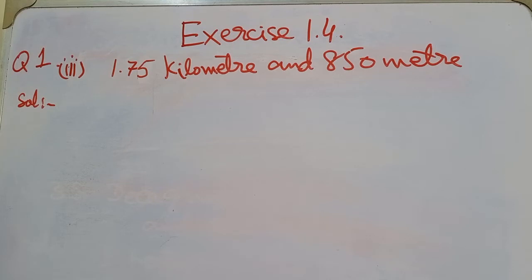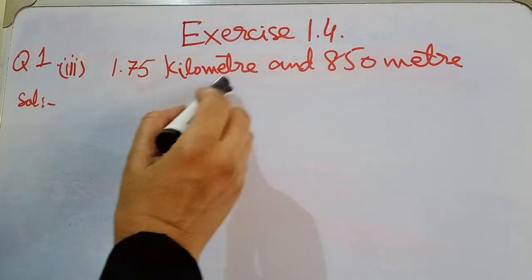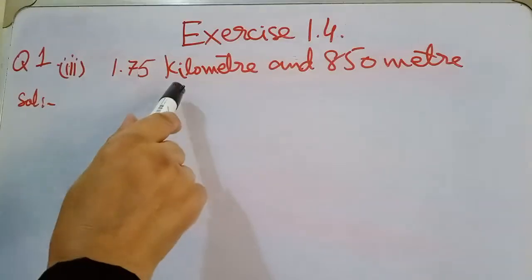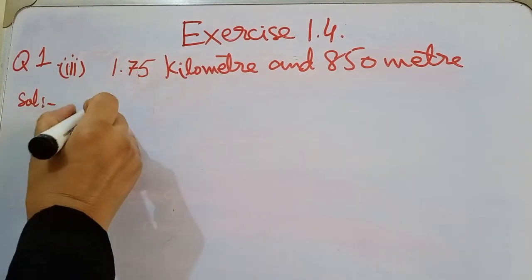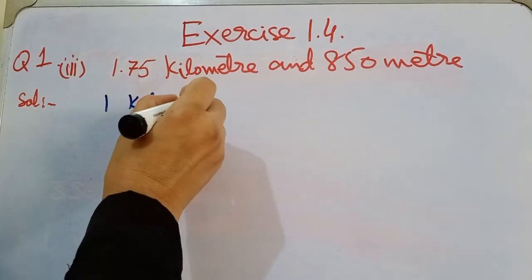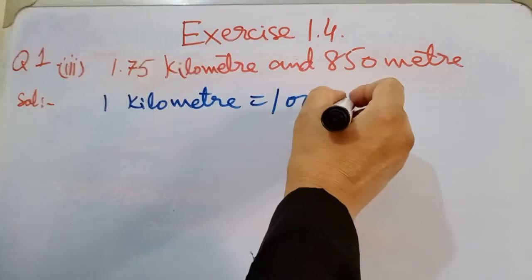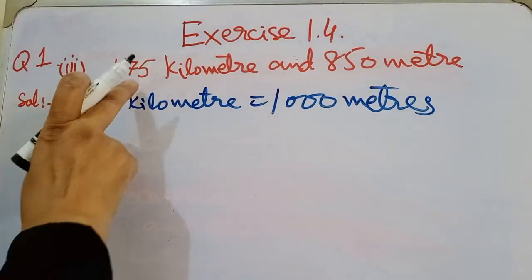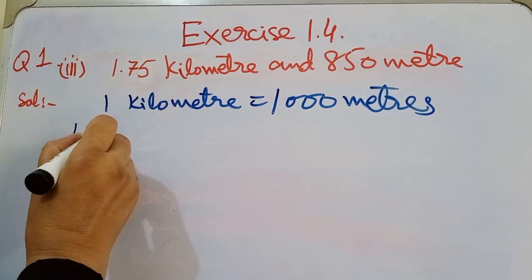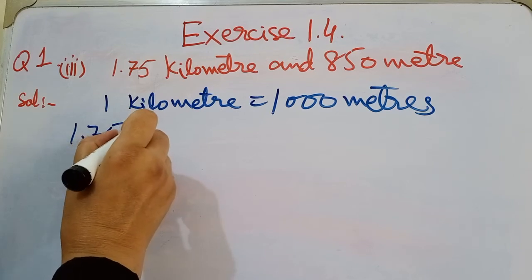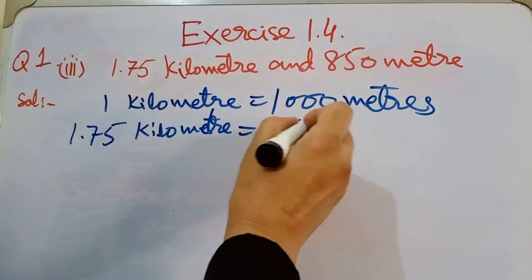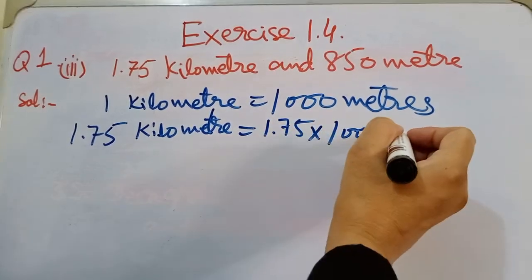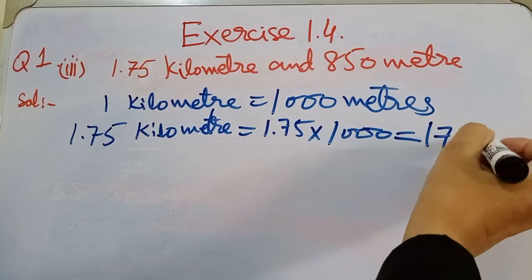In question number 3: 1.75 kilometer and 850 meters. We again observe that these quantities are not equal, so we change them into equal form. 1 kilometer is equal to 1000 meter, so 1.75 multiplied by 1000 gives us 1750 meter.